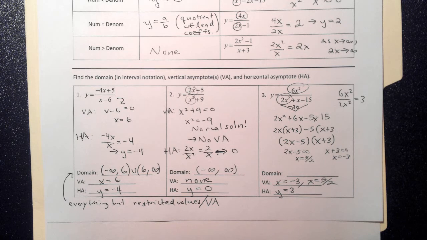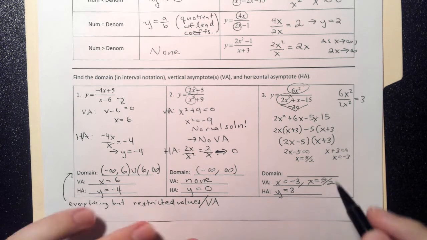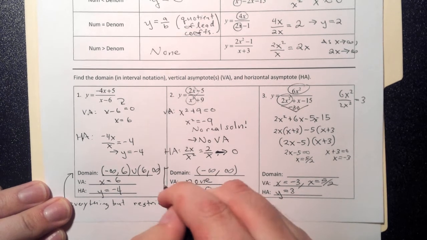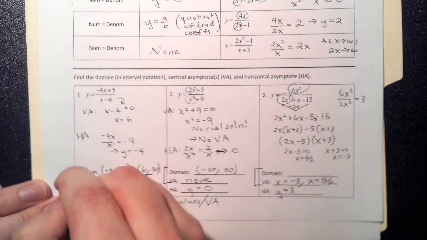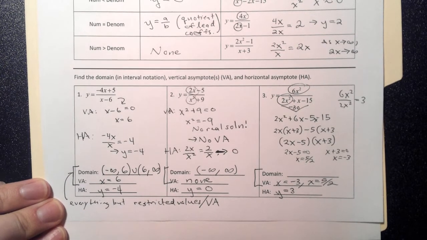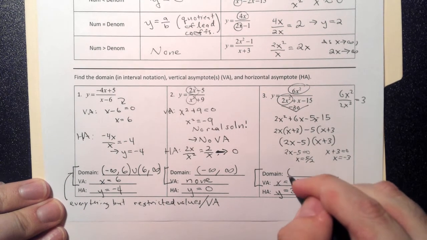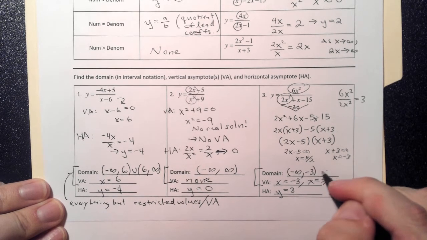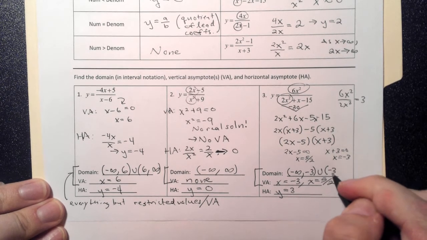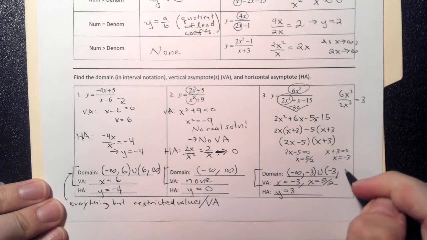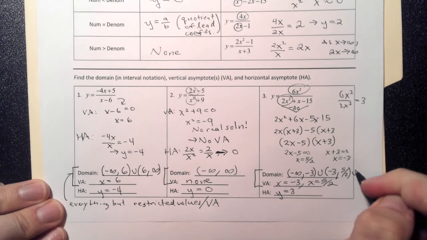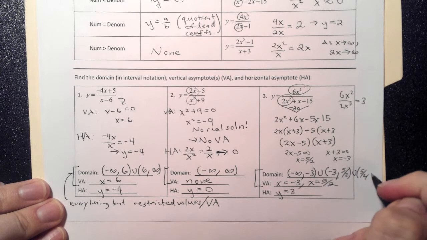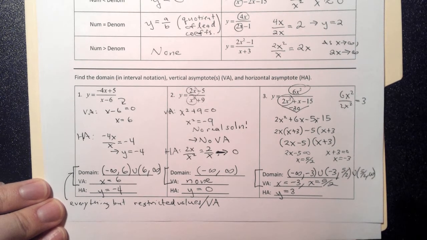Be careful here. When I'm writing my domain in interval notation, I have to skip both of these two values in my vertical asymptote. Remember, please, domain and vertical asymptote are interrelated. So, I go from negative infinity up to, but not quite reaching negative 3. I have a second interval from negative 3 to 5 halves. And then I can go from 5 halves to infinity.